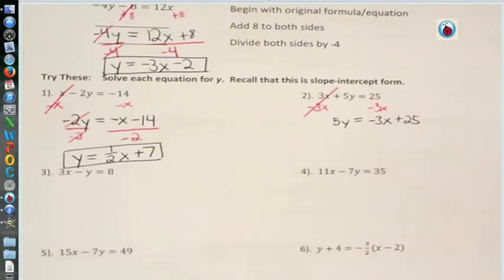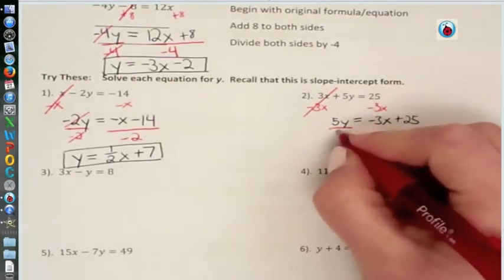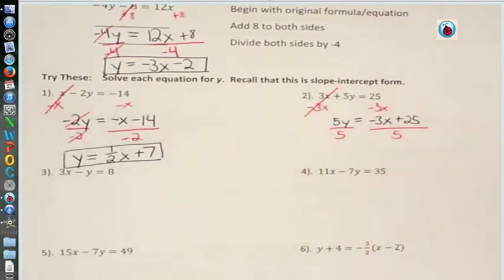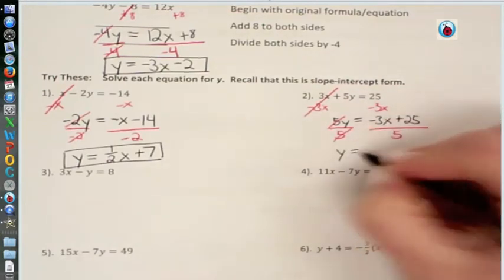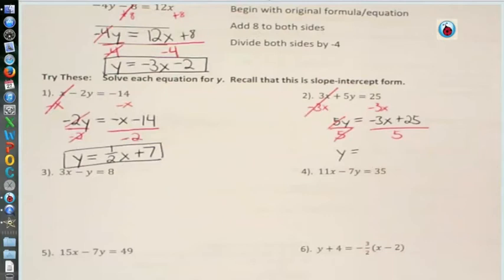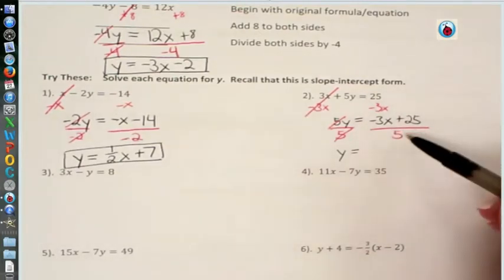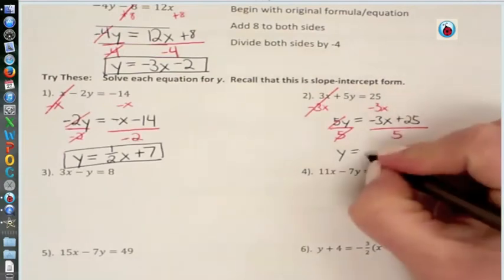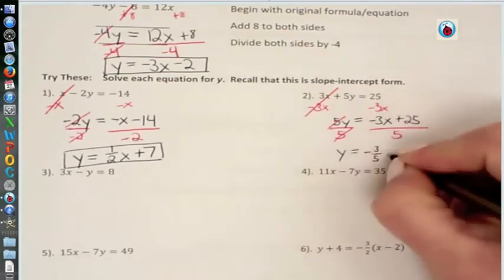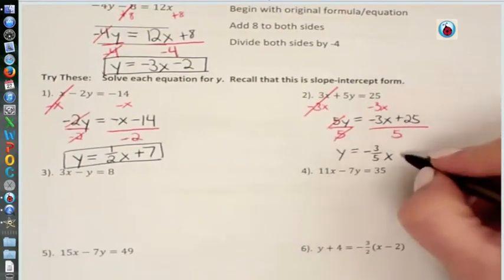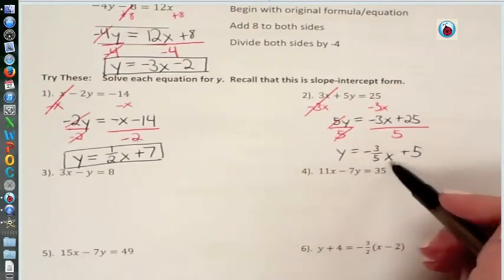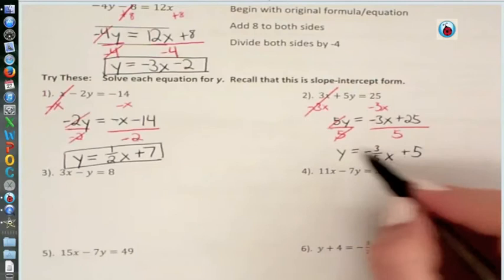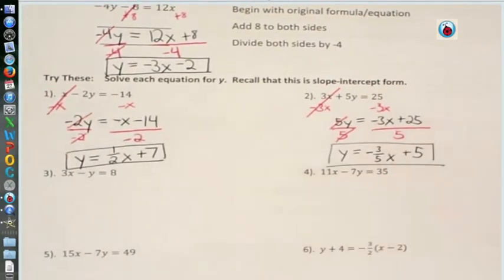My second step is to divide by the coefficient of y. I'm going to divide everything in this equation by 5. On the left side, the 5's cancel, and we get y by itself. On the right side, let me look at each of these two terms divided by 5. Negative 3 over 5 is negative 3/5 x. 25 divided by 5 is 5. And I have y equals my slope times x plus my y-intercept. And oftentimes you get this slope, that m number being a fraction, but that's okay. Slopes are often fractions, so don't worry about that.